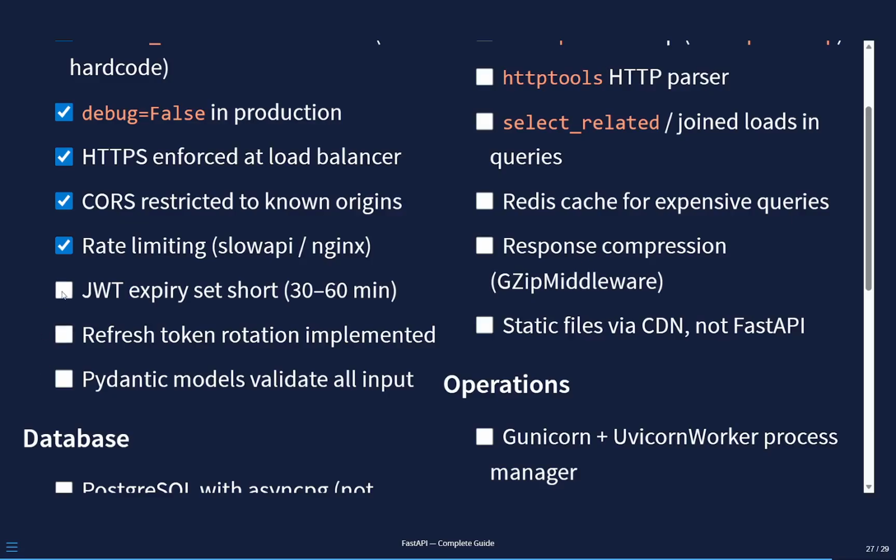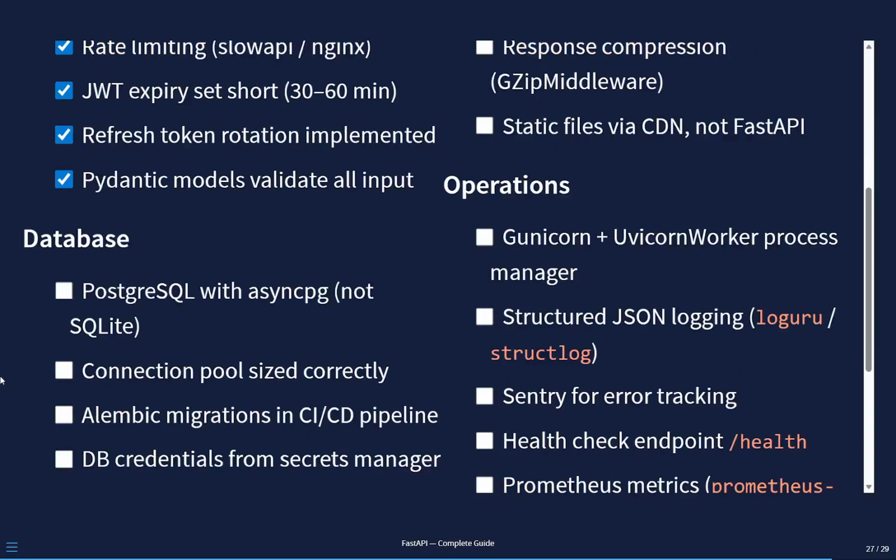Set a short JWT expiry, 30 to 60 minutes, and implement refresh token rotation so users don't get kicked out every hour. Pydantic validates all input automatically, but make sure you aren't bypassing the response model anywhere.